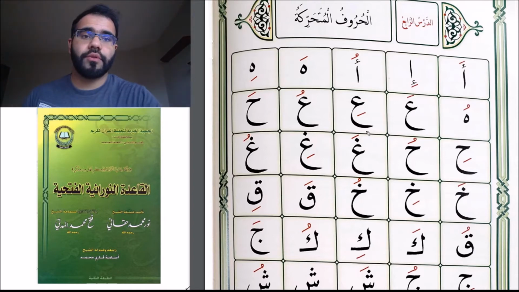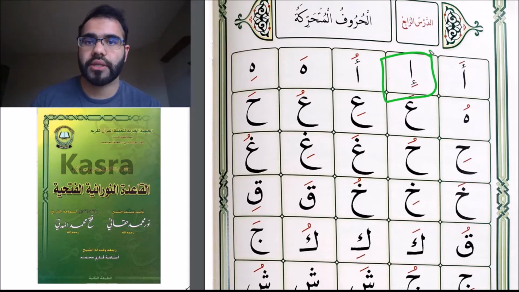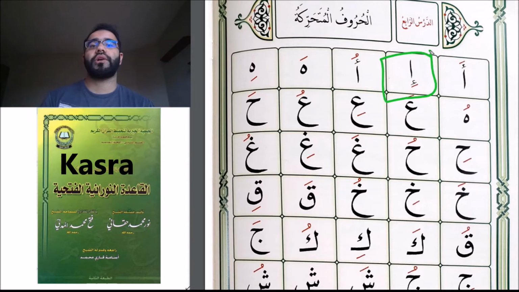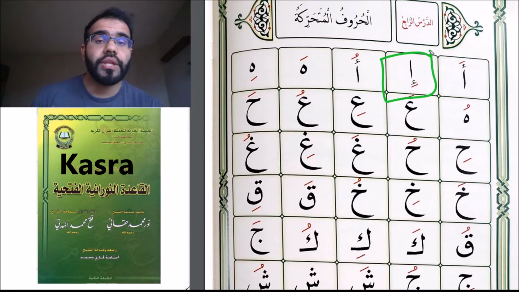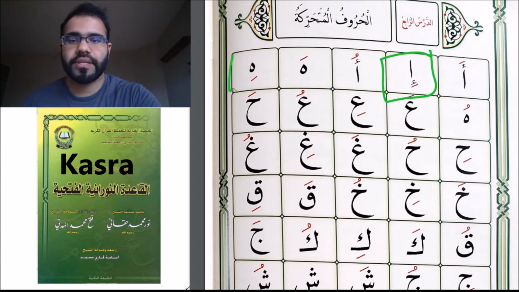Now if you look at this one right here, this one has a little red symbol underneath it. That little symbol is called kasra. Kasra denotes, I guess you can say, the I vowel, like E. Everything with the kasra underneath it, you would pronounce it with an E sound. This first example, you have an alif with a kasra under it, so we would pronounce it as E.